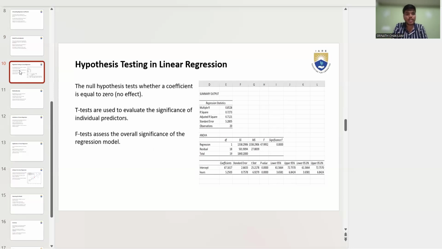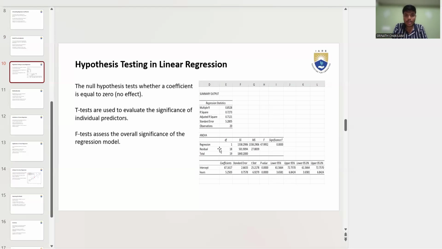The null hypothesis tests whether a coefficient is equal to zero, meaning no effect. T-tests are used to evaluate the significance of individual predictors. F-tests assess the overall significance of the regression model. In this picture, you can observe the linear regression summary output: regression statistics, ANOVA, and coefficients with standard error.